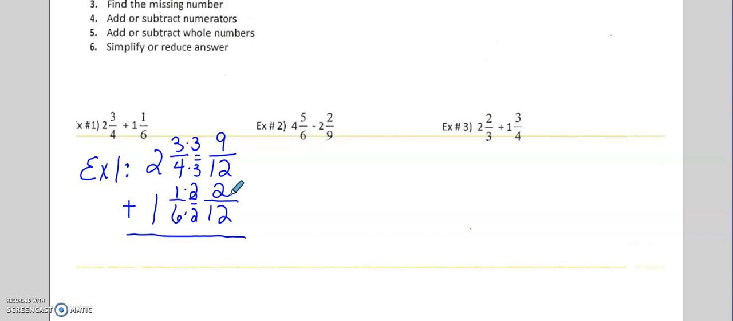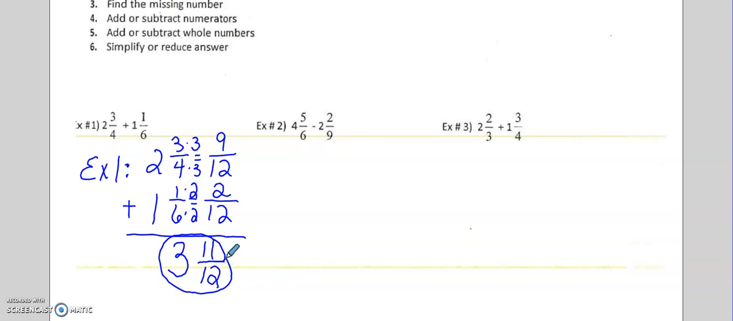Now, I can add my fractions. I'm going to deal with my fraction first. So I have 9 plus 2 is 11, and my denominator stays the same. And then the thing that a lot of you will forget is to add the whole numbers. So 2 plus 1 is 3. And now 12 and 11 are number neighbors, so I know that that part of the fraction does not need to be simplified. And that is my final answer.